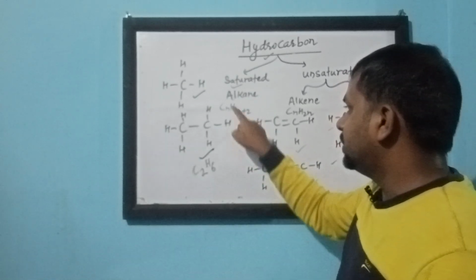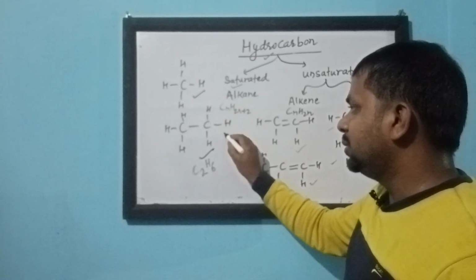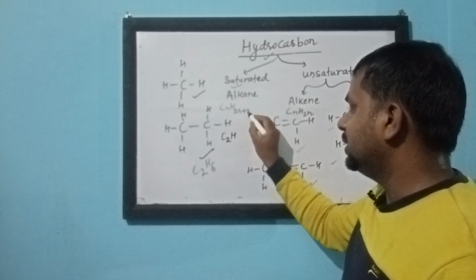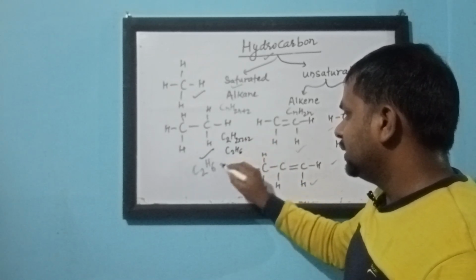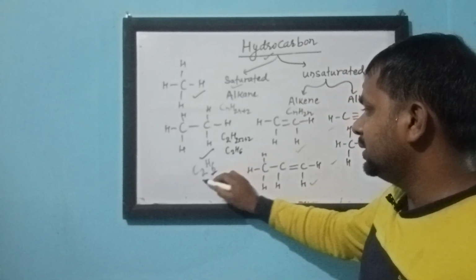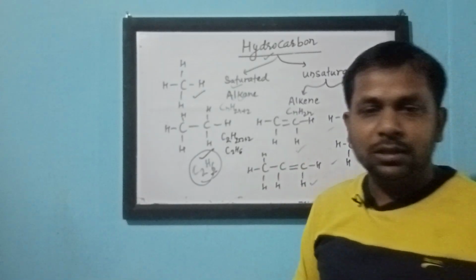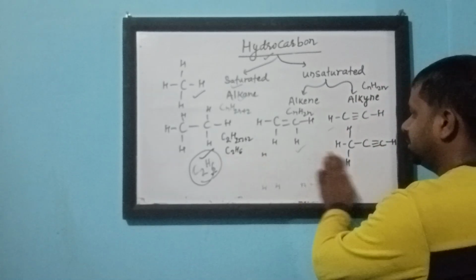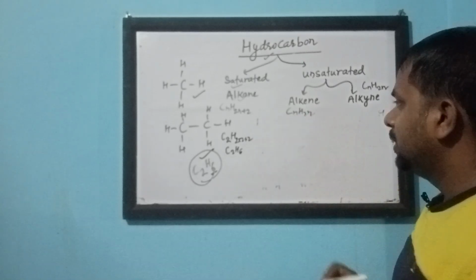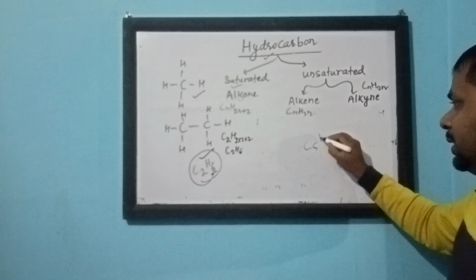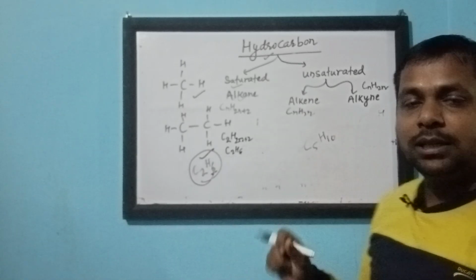For example, in this formula we put C as 2, so the n value is 2, C2. Then let us see how much the H value comes to: 2n plus 2, which gives C2H6. This matches, so we can say this compound is an alkane. Suppose an unknown molecular formula is given to us, suppose C5H10. Now we have to identify whether this compound is an alkane, alkene or alkyne.